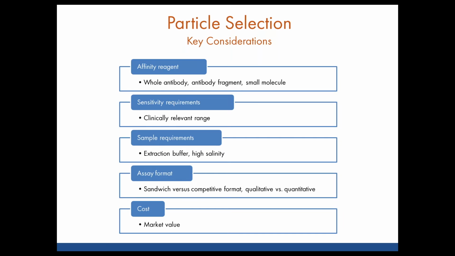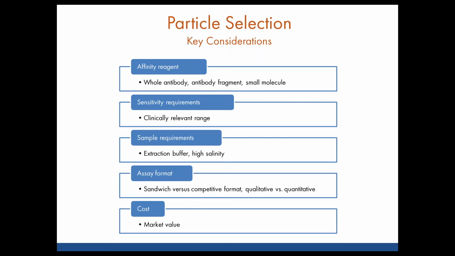Later in this presentation, we'll cover alternatives to 40 nanometer gold that can lead to an increase in assay sensitivity. Sample requirements are another factor to consider when choosing whether covalent or passive conjugation method is right for your assay. Covalent conjugates are significantly more stable in high salt environments, and the antibodies won't desorb under high protein or surfactant conditions. If your assay requires the use of harsh extraction buffers, high salinity, or harsh detergent formulations, covalent conjugation is the way to go.